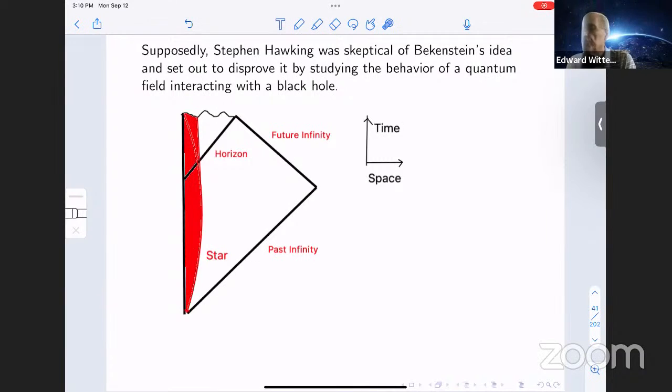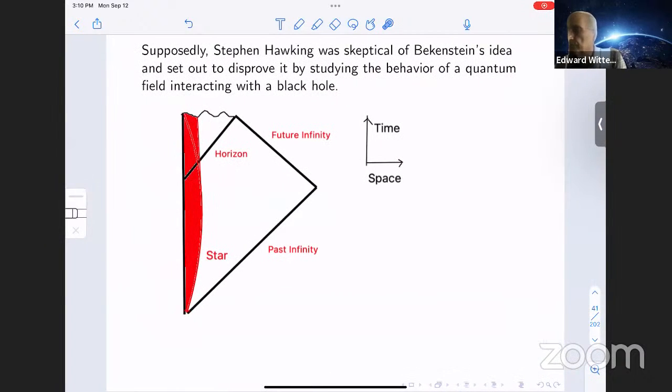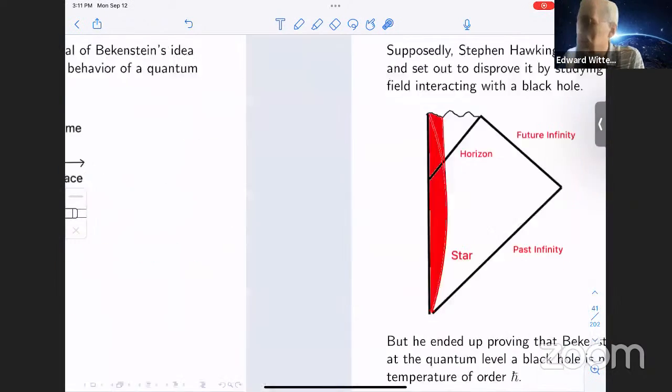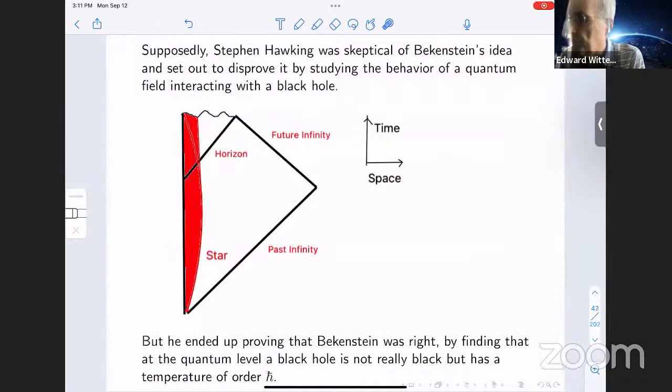Now, supposedly, Stephen Hawking was skeptical of Bekenstein's idea and set out to disprove it by studying the behavior of a quantum field interacting with a black hole. So what I've drawn here is a Penrose diagram for a black hole. That's a little bit subtle to explain. Well, I won't explain it in detail.